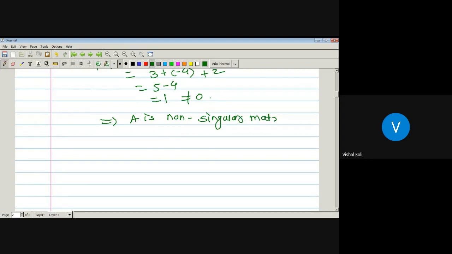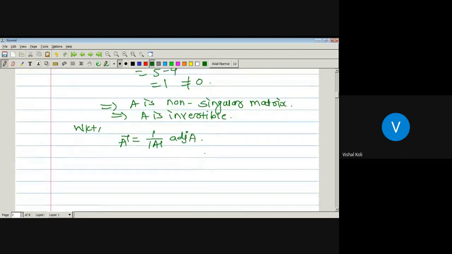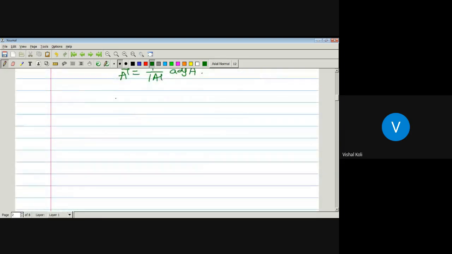Non-singular matrix, that is A is invertible, and hence its inverse will exist. Again, we know that A inverse is nothing but 1 upon determinant of A into adjoint of A, where adjoint of A is nothing but the transpose of the cofactor matrix. So here, just by using the values of A, we have to find out the cofactor of each element.